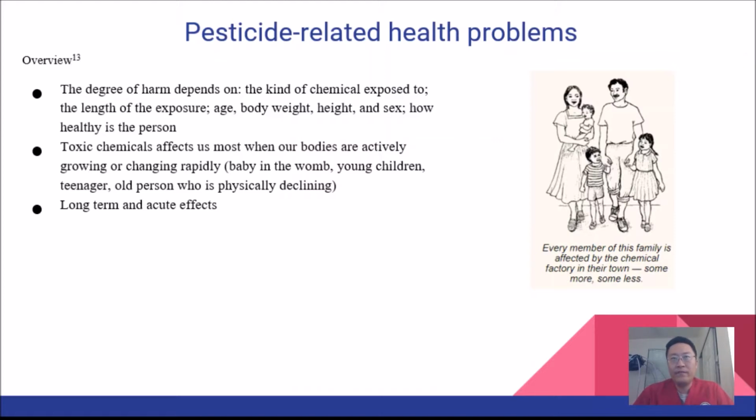And toxic chemicals affect us most when our bodies are actively growing or changing rapidly. That means it affects the babies in the womb and the children, the teenager who are growing very rapidly. That population are at higher risk for harm. And also the old person whose body is also changing. It's not growing, but it is kind of declining. The elder population also can be harmed more. And pesticide toxification can have long and acute effects.